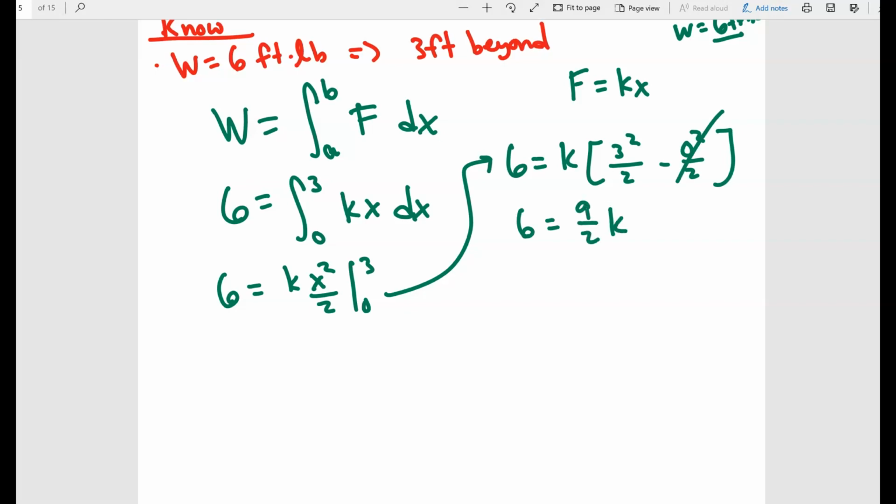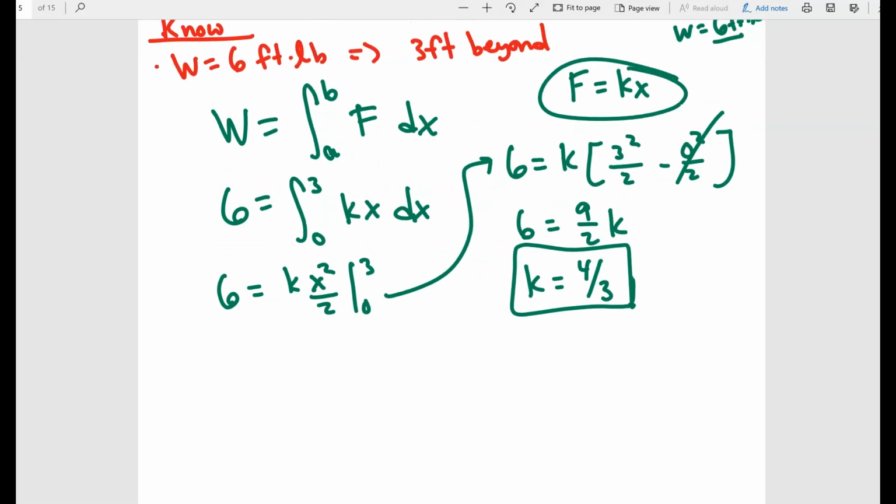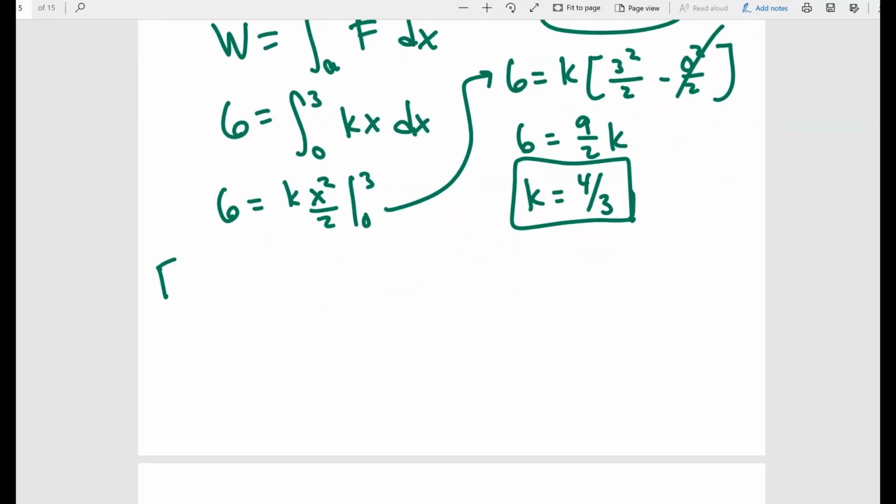Now I can solve for k. Let me multiply by 2 over 9 on both sides, and what I'm going to get is that k is equal to 4/3. Okay, so now I know what k is, so I can figure out what f is. So my force is equal to 4/3 times x. That is my force. Okay, so now what are we looking for?